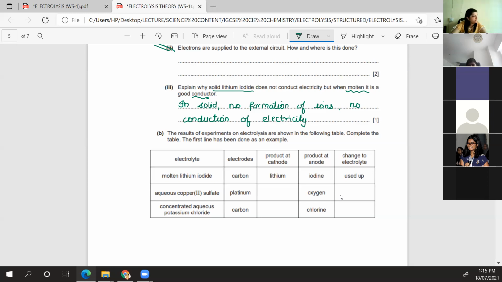Okay, next one, the B part. The results of the experiment on electrolysis are shown in the following table. Complete the table. The first line has been done for you. Electrolyte is aqueous copper sulfate. Now, remember, if concentrated or dilute is not given to us, we have to consider it to be dilute. If they have mentioned only aqueous, consider it to be dilute. For concentrated, they will mention concentrated.